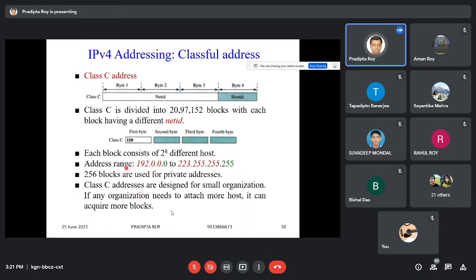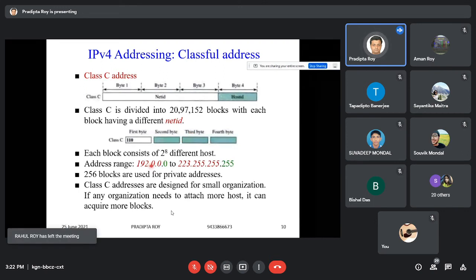Class C network address range কি হবে? The first 3 bits should be 110 always. Okay. So what should be the minimum address of class C? The first 3 bits are 110, the rest 29 bits are filled up with all zeros. If we fill that with all zeros, then what value will we get? We will get value 192 for the first octet, and then 0, 0 and 0 for the last 3 octets. So this will be the lowest address of class C.